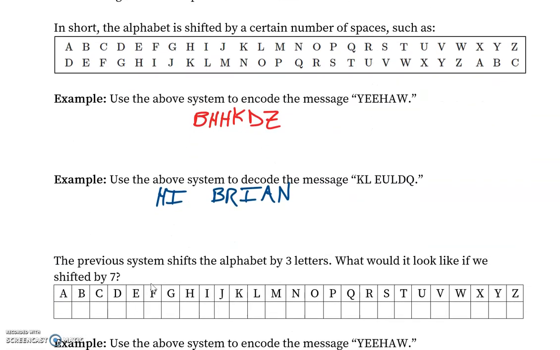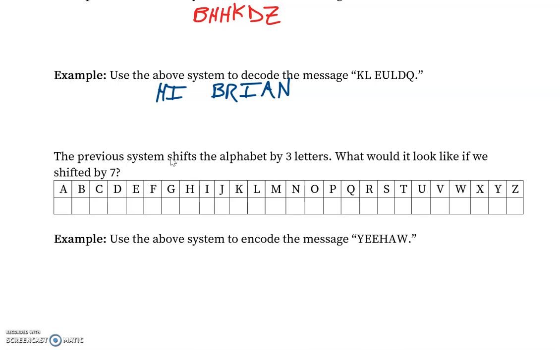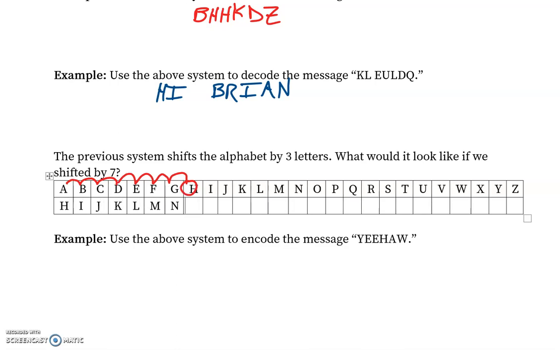Okay, so the previous system shifts the alphabet by 3 letters. What would it look like if we shifted by 7? Again, nothing too crazy. Our shift by 3 just said take A and go 1, 2, 3 spaces. It's now going to become D. But in this case, we're saying shift it by 7. So we're already at 3, 4, 5, 6, 7. So A becomes H. Once we have that, it's all pretty straightforward because we just move down the alphabet. Once I know what the first letter is, I just do I, J, K, L, and keep going in that fashion.